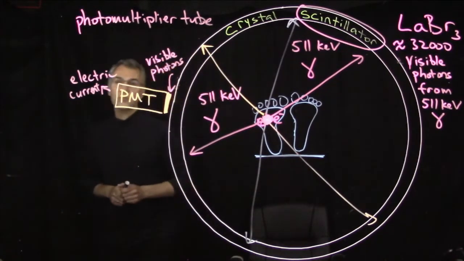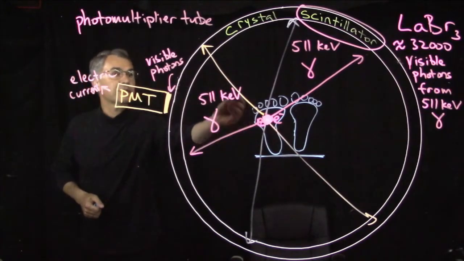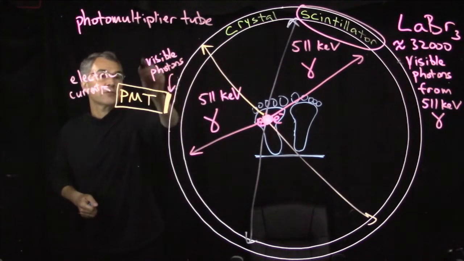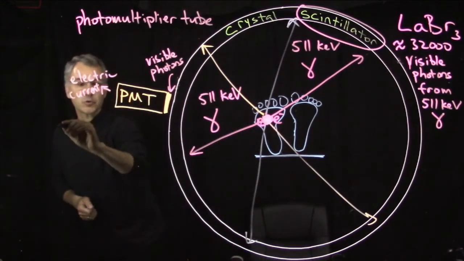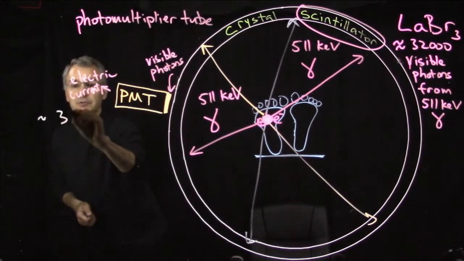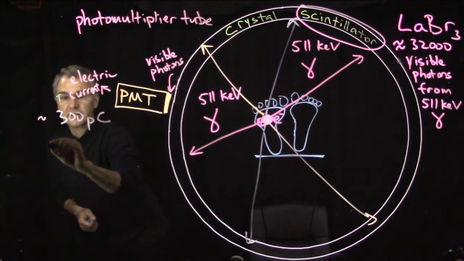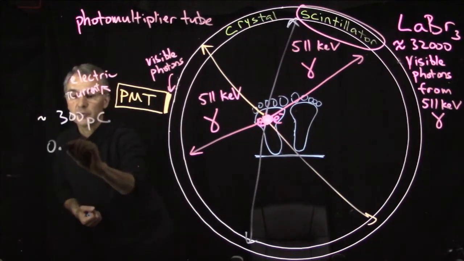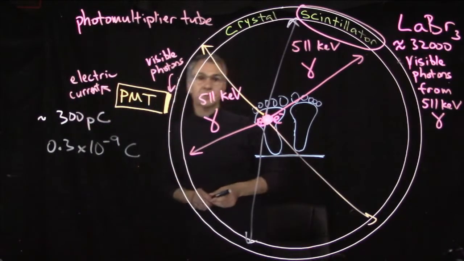So for our system, a typical number might be that for one 511 keV photon going into the crystal scintillator and a few tens of thousands of visible photons coming out, then what comes out of the photomultiplier tube would be, let's say, a few hundred picocoulombs. Right, so that's something like 300 times 10 to the minus 12 coulombs, or 0.3 times 10 to the minus 9 coulombs, delivered over an interval of several tens of nanoseconds.